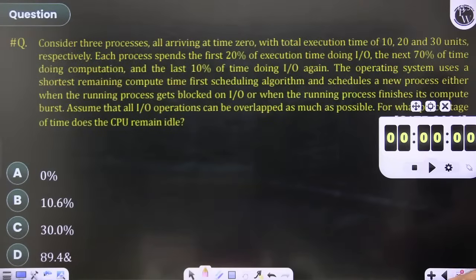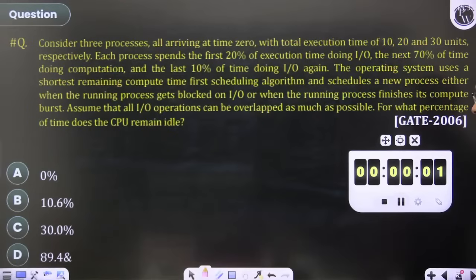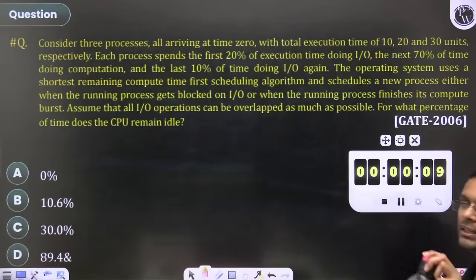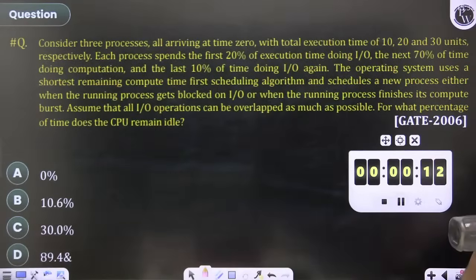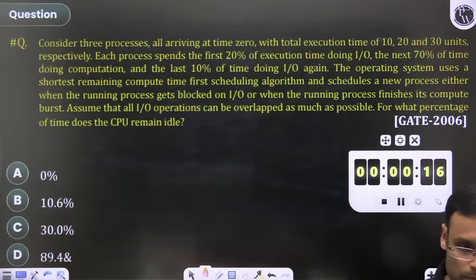Okay, next question. Here it is. Very easy again, but little tricky. I'll give you 4 minutes to solve this question. 4 minutes.